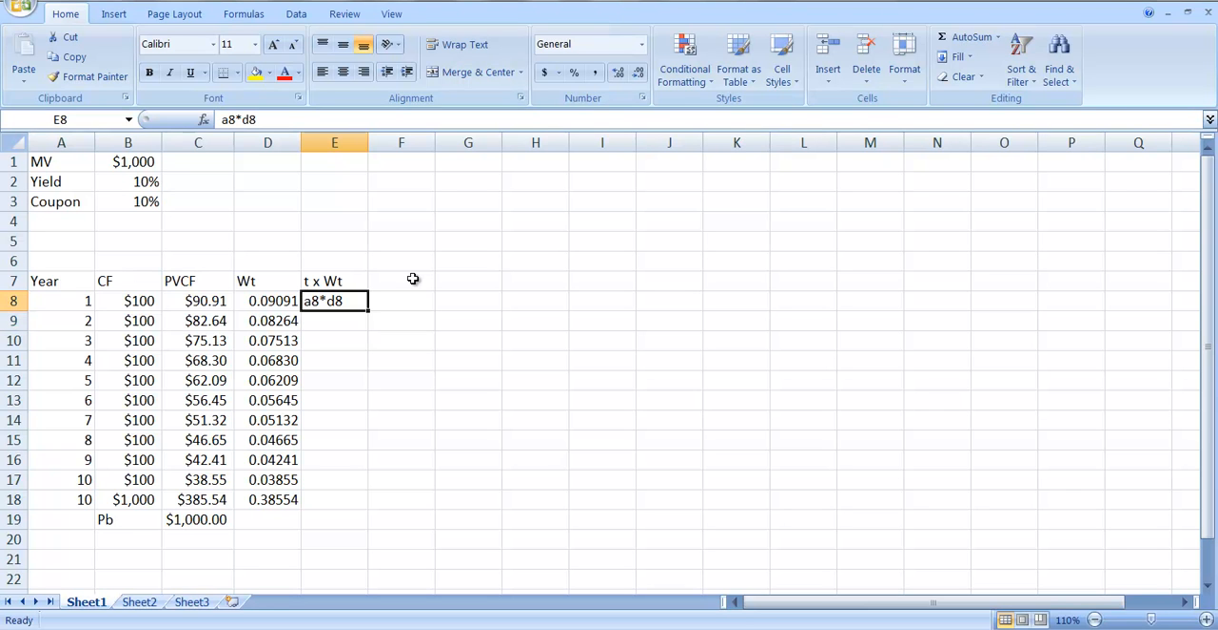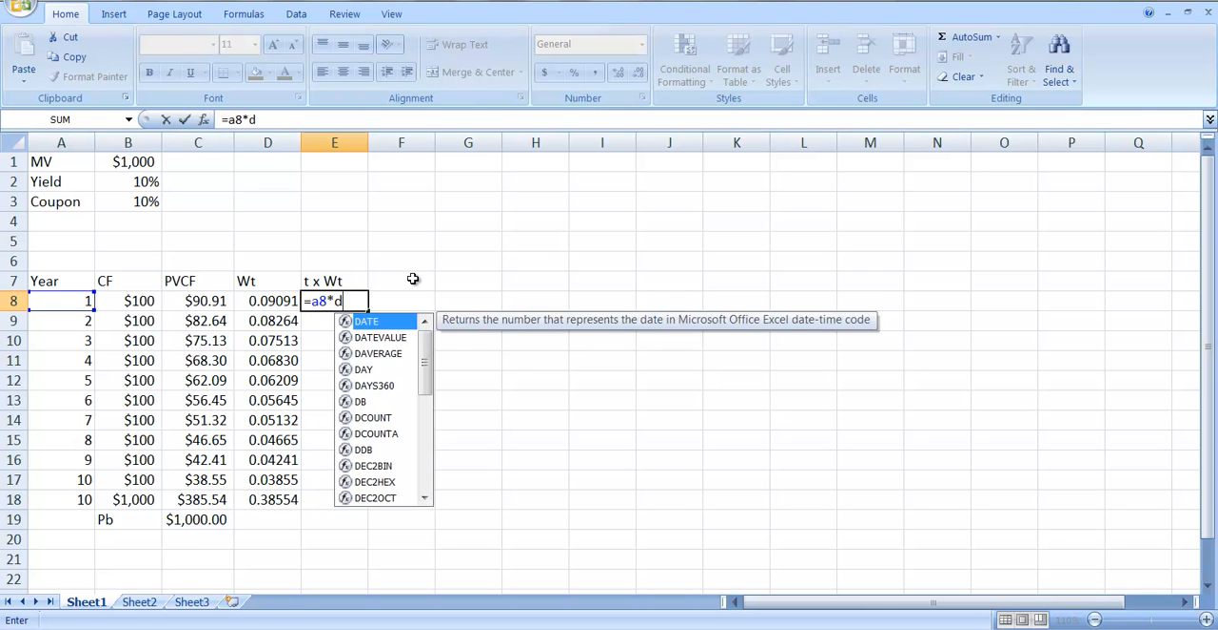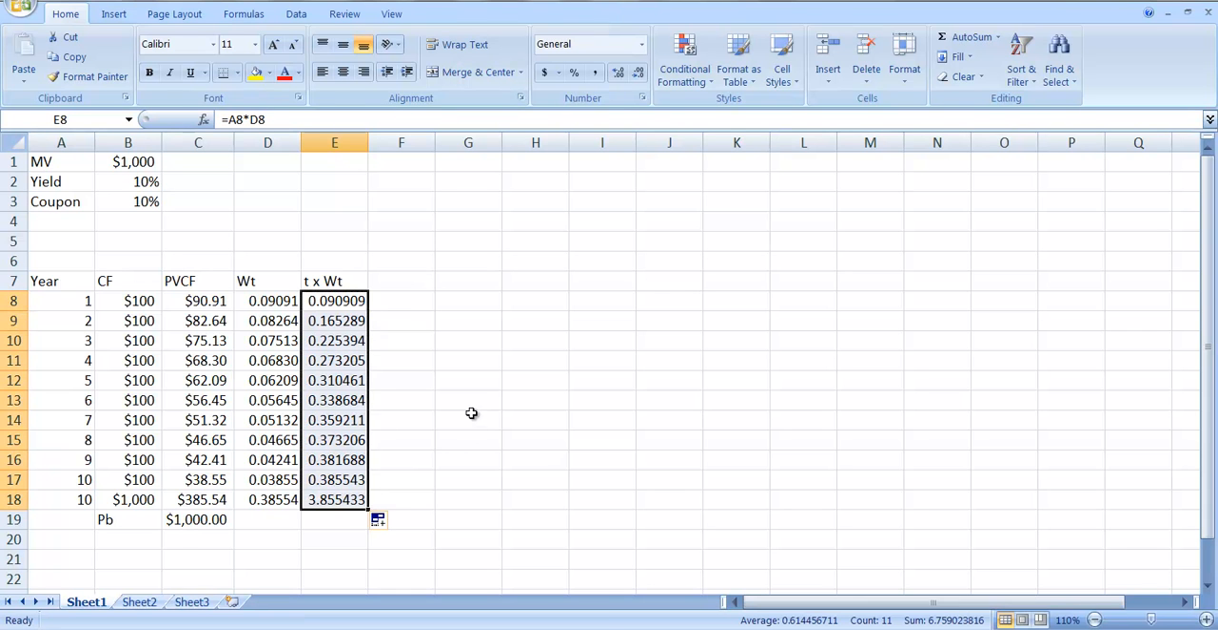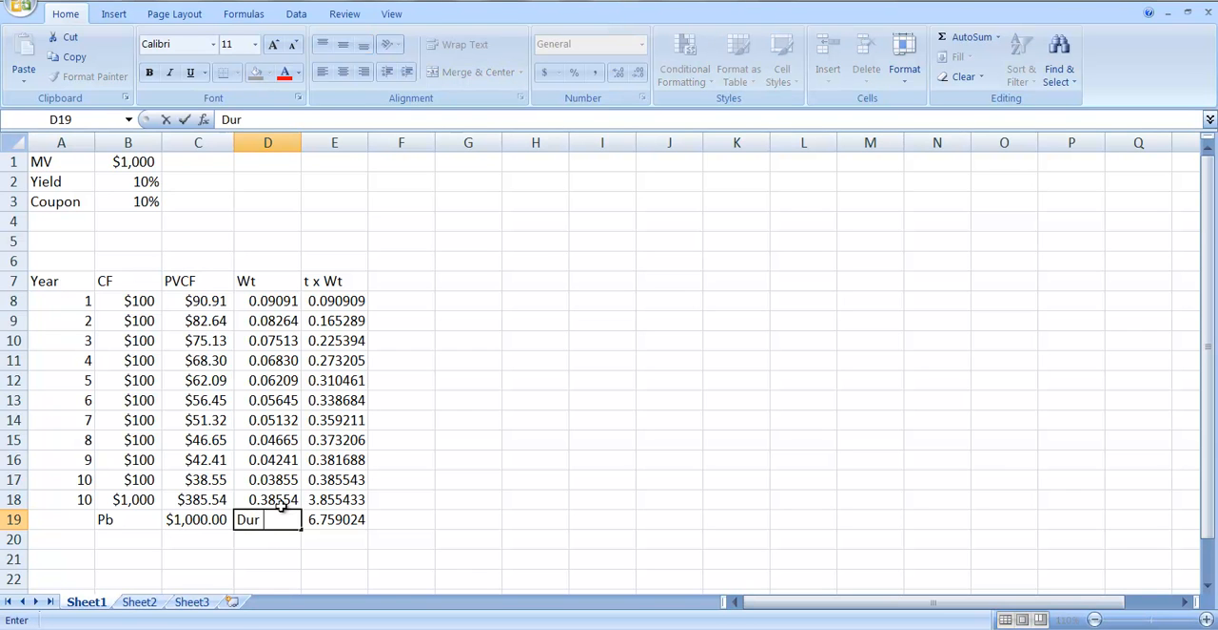So we just multiply those together. Notice I didn't put the equal sign in, and so it didn't work. It thought it was a label. So where was I? A8 times D8. All right, that should work. And again, I'm going to copy this whole thing down. And if I add this up, I should get duration. So I'm going to use that summation thing again. And so I get a duration of 6.759. So this is what duration equals.